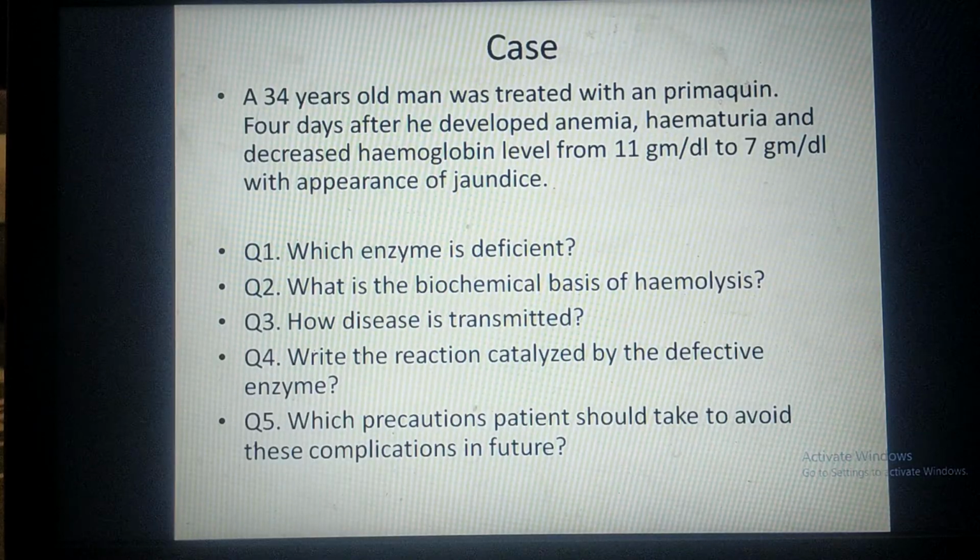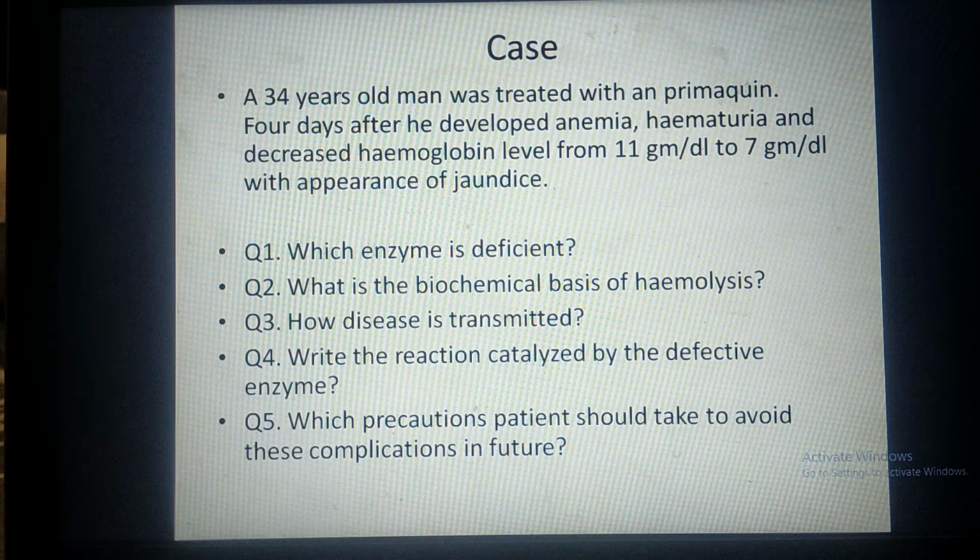Which precautions should the patient take to avoid this complication in future? To avoid this complication, the patient has to tell the doctor about his previous episodes of hemolysis, anemia, and jaundice, so that the doctor should not prescribe drugs like primaquine to him, and he should not take a diet which induces oxidative stress in the body, like fava beans, etc.